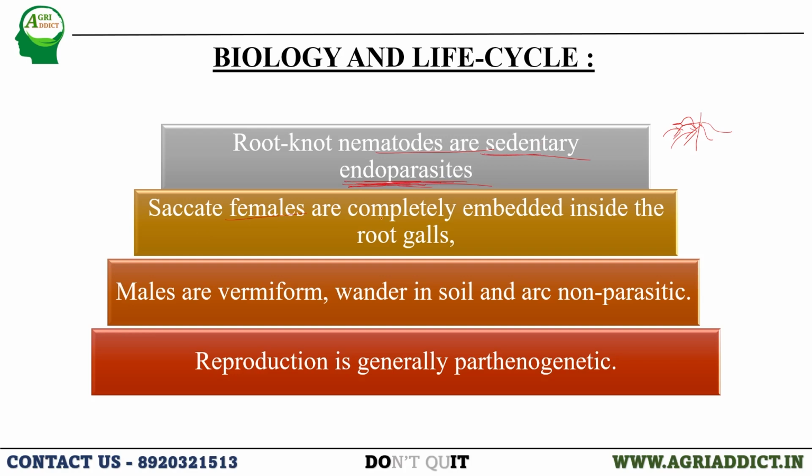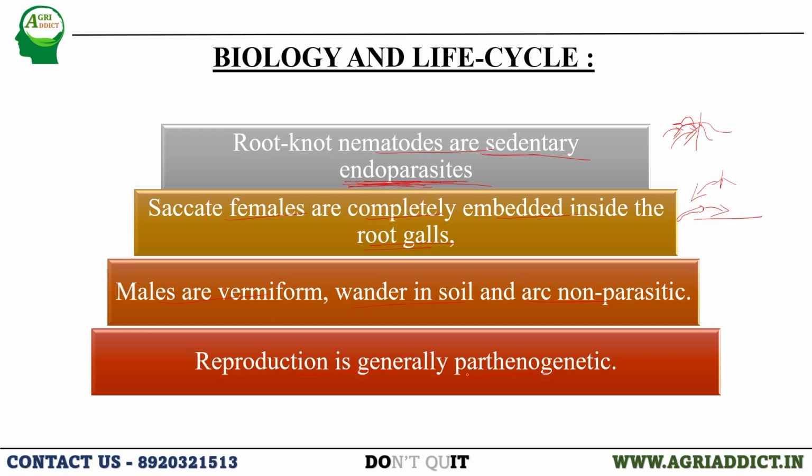Next, the saccate females are completely embedded inside the root galls. Males are vermiform in nature. They wander in the soil and are non-parasitic. After causing infection inside the root system, males come out from the root system. In soil, they start moving and they are non-parasitic in nature.